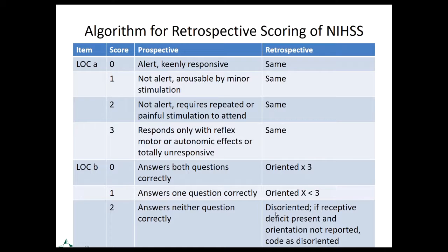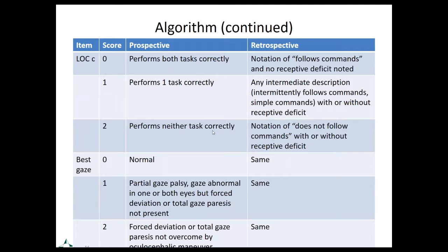Going on to level of consciousness C, which is commands. Obviously, if they notate follows commands and there is no other documentation of a comprehension or receptive deficit, then that would be scored a 0. And then if there's any intermediate description, such as intermittently following commands or only following simple commands, with or without a receptive deficit, that would get a score of 1. And then for the document stating, quote, does not follow commands, end quote, with or without a receptive deficit, that would give them a score of 2.